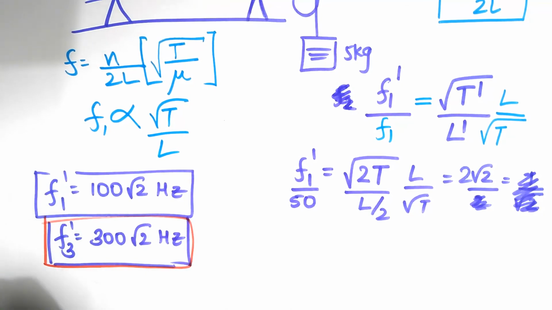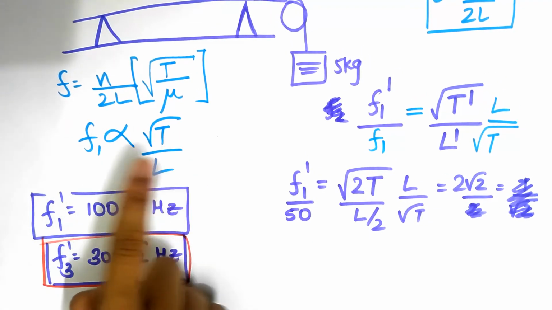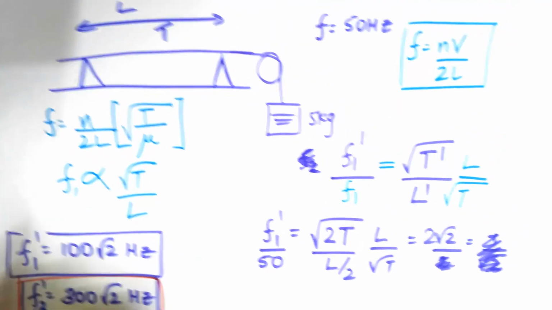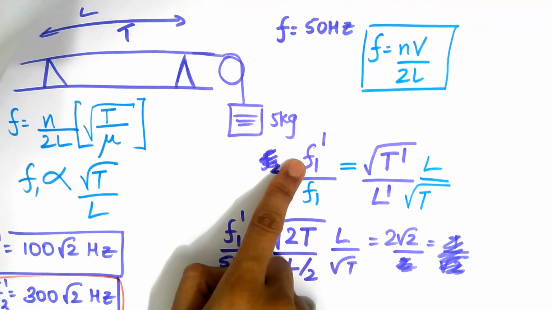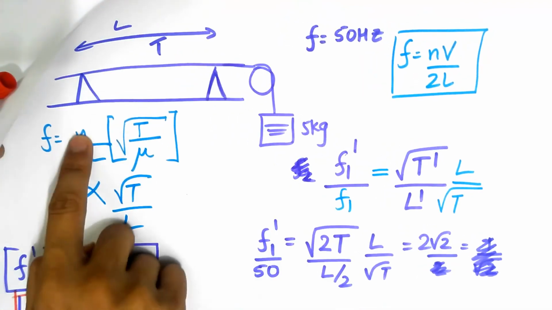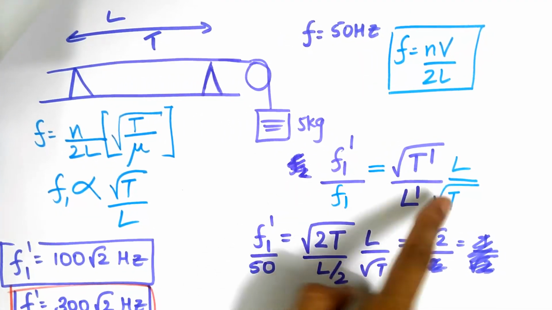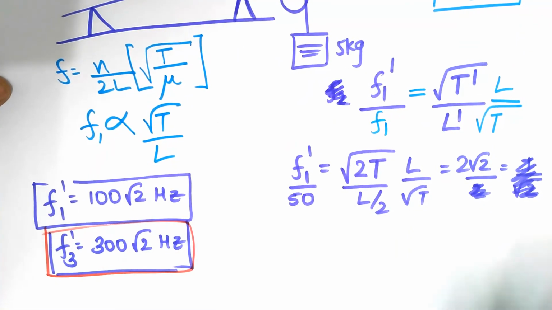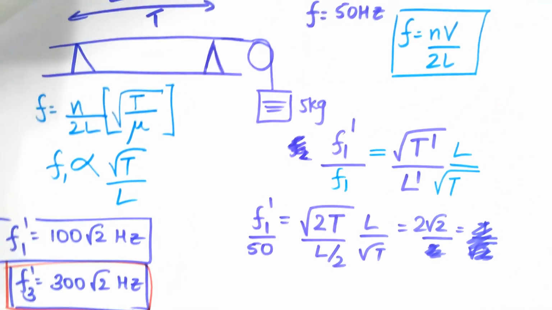So I hope you're able to follow. If there's any confusion, this is the old fundamental frequency for this system, and this is the new fundamental frequency. I first calculate the fundamental frequency by putting n equals 1. And once I have the new fundamental frequency, the third harmonic is just 3 times that. Okay, that solves the problem.